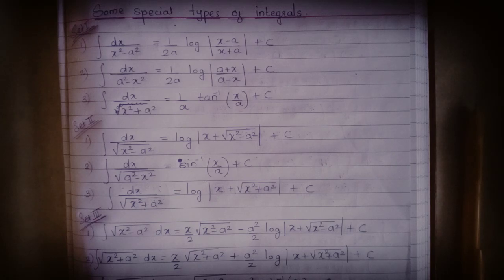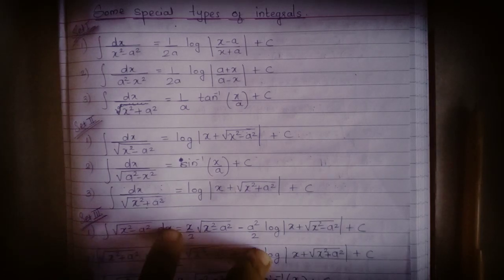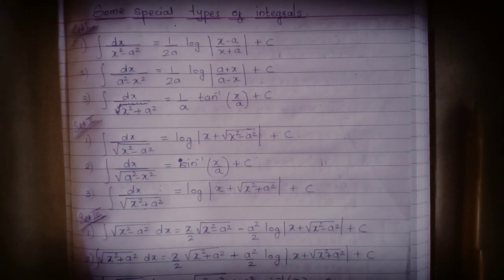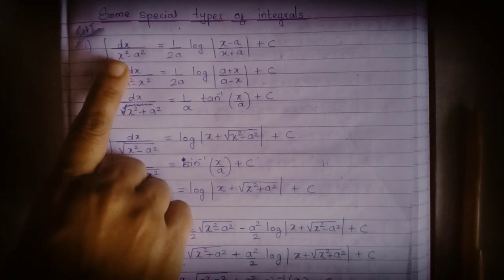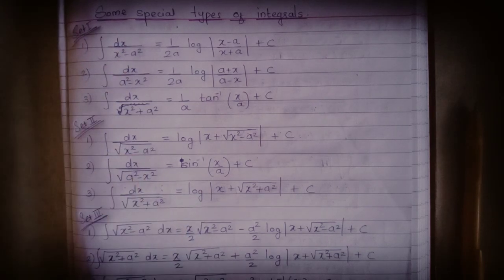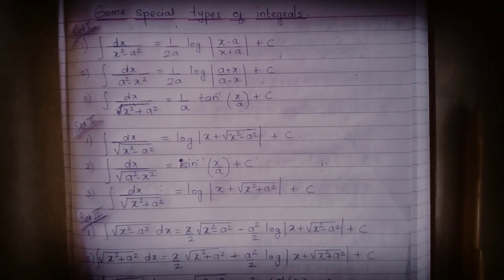Hello students. So these are some special types of integrals which we will be using for solving questions. Okay, you can note this down. This is set 1, in which integrals of the type 1 upon x square minus a square, or 1 upon a square minus x square, or 1 upon x square plus a square are given.